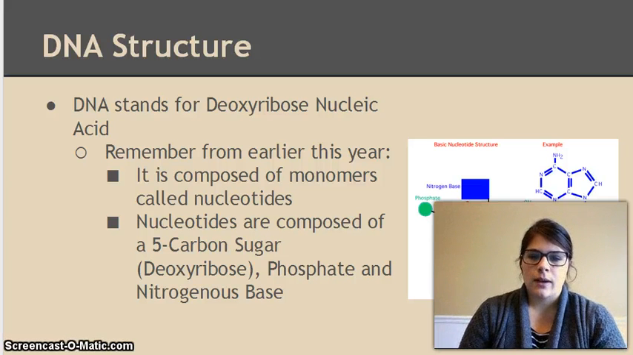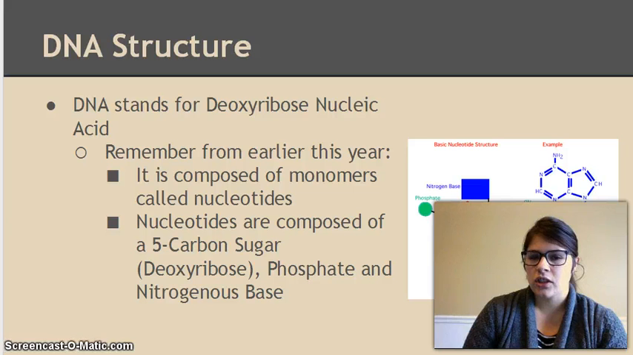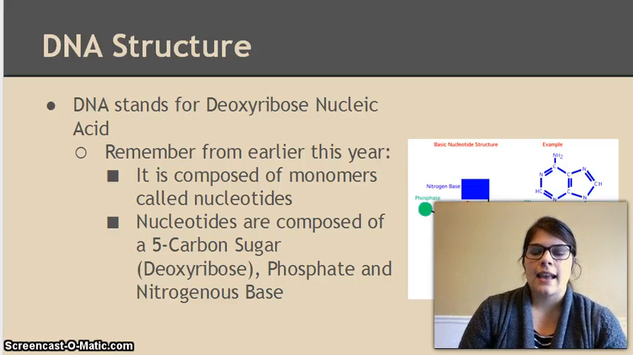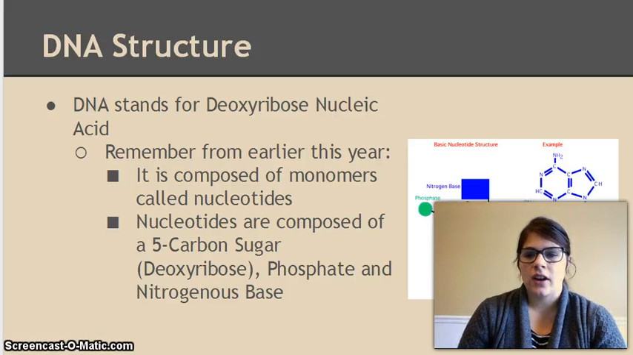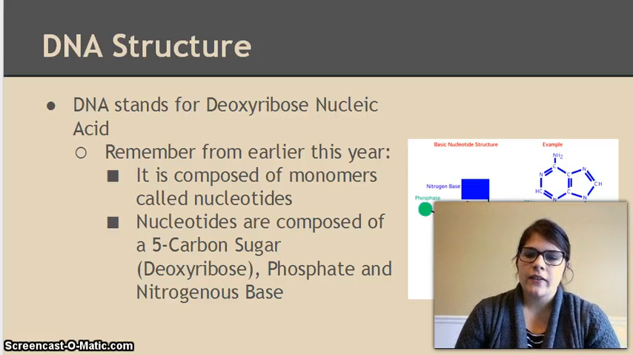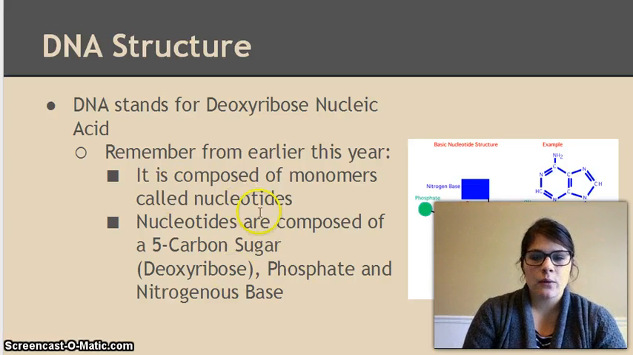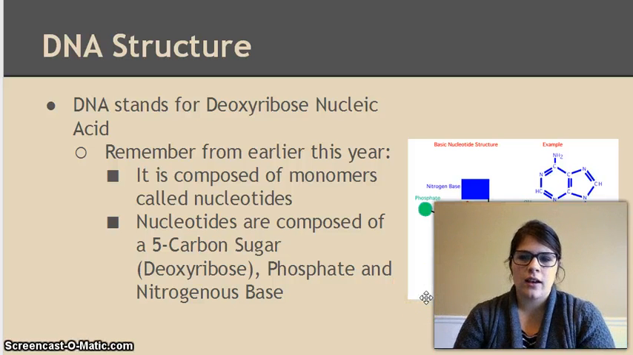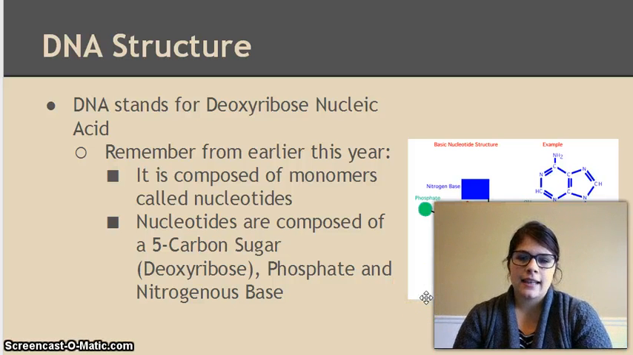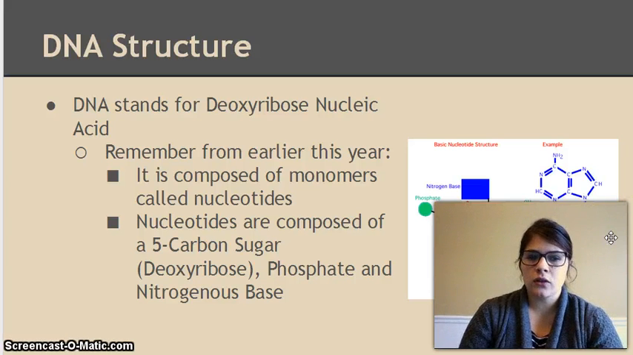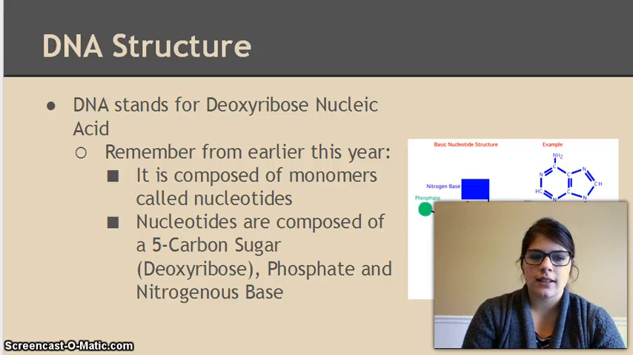Now, nucleotides, remember, are composed of a 5-carbon sugar, which in DNA is called deoxyribose. It is made of a phosphate and a nitrogenous base. Now remember, that 5-carbon sugar, that deoxyribose, and that phosphate are what make up the backbone of the DNA, and we'll talk more about that backbone of the DNA. At this point, I would like you to draw the basic structure of a nucleotide, and you have a molecular structure.